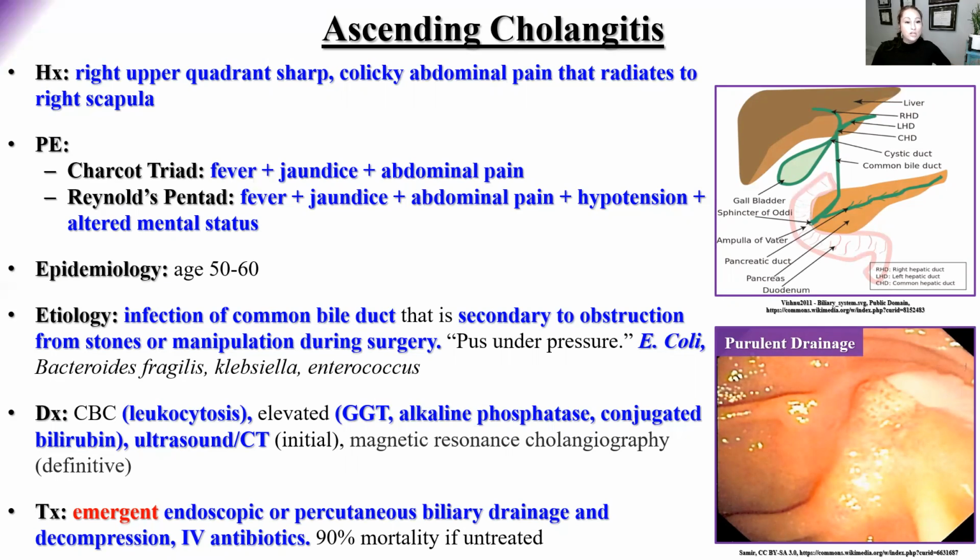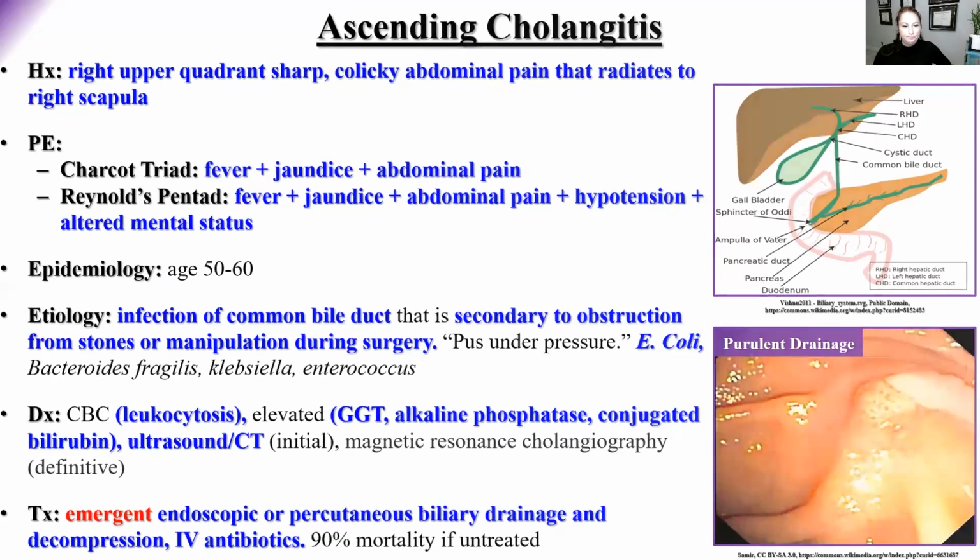So you can do an endoscopic or percutaneous biliary drainage to drain all of that pus out of the common bile duct. IV antibiotics are also important because this is an infection. So you want to identify this quickly and treat this one. This one has a high rate of mortality. So you remember Charcot's triad, Reynolds pentad are important on this one.